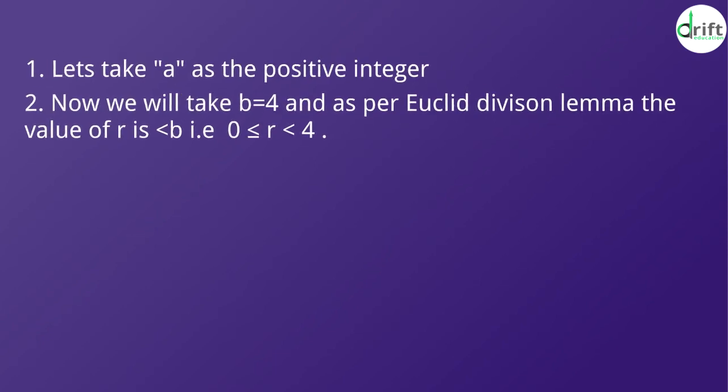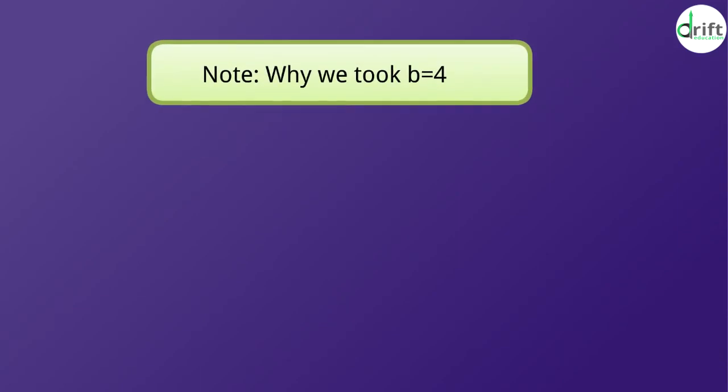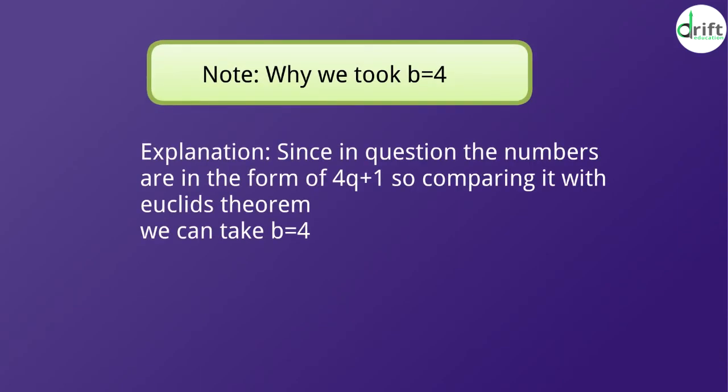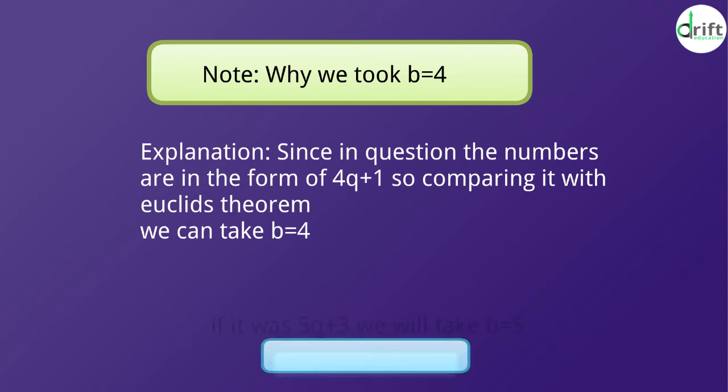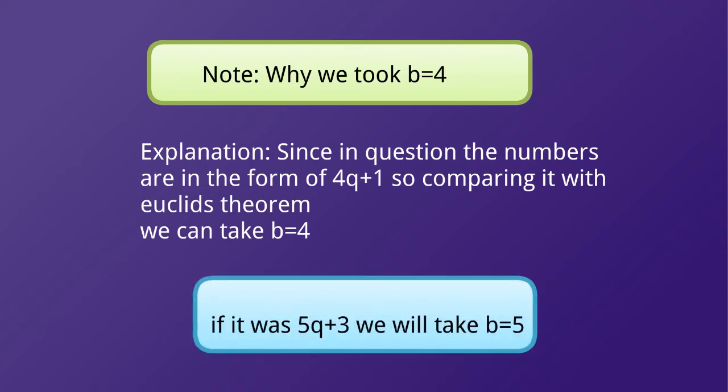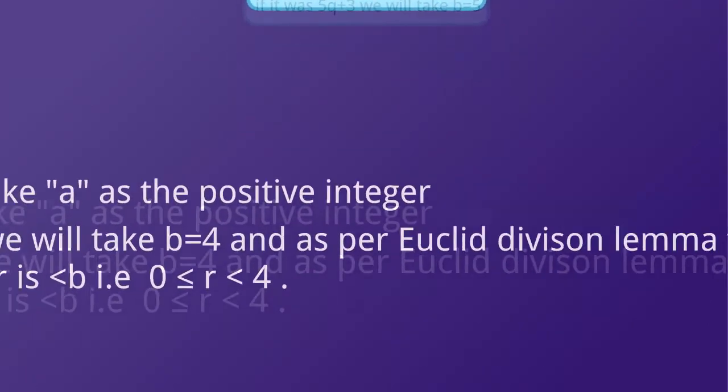Note, why did we take b equals 4? Explanation. Since in the question the numbers are in the form of 4q plus 1, comparing it with Euclid's theorem, we can take b equals 4. For example, if it was 5q plus 3, we would take b equals 5. Okay, now coming back to the steps.